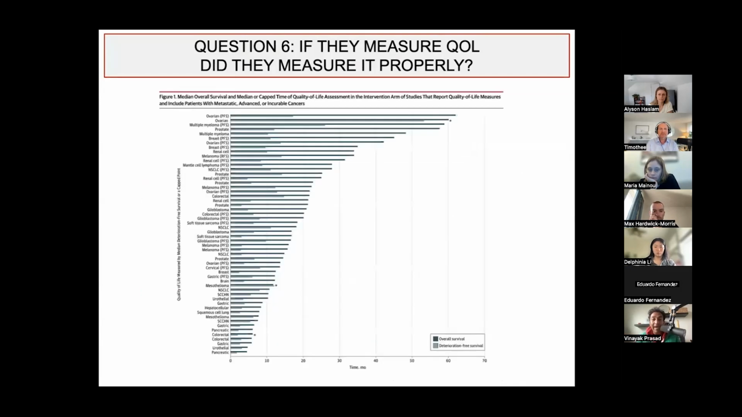And in this paper led by Allison, what we looked at was, again, two bars here. The long bar is showing you how long people live with these different cancer conditions in the clinical study. And the short bar is showing you how long the quality of life forms were collected. And the point is that the short bar is much shorter than the long bar, meaning that we're collecting quality of life not for the patient's journey through cancer, but just for that initial period after starting the new drug.